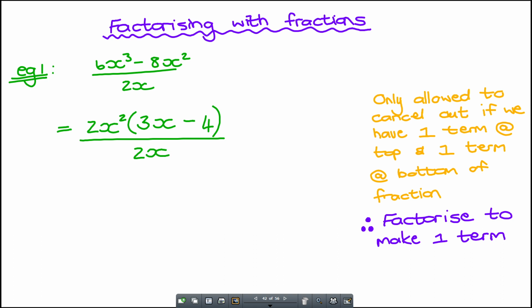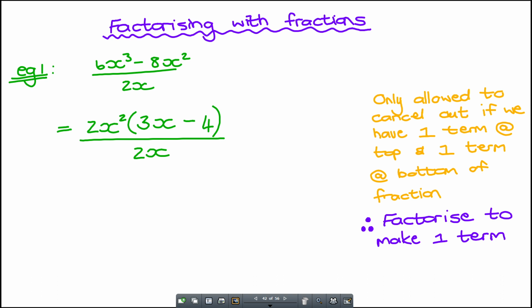How many terms do I now have at the top? 1 term. How is it now 1? Because what's written between that 2x squared and this bracket? A multiplication sign. And how do we separate terms? With a plus or a minus. But the minus inside the bracket doesn't count, no? So can you see that I only have one term at the top and one term at the bottom? So now I am allowed to cancel out.